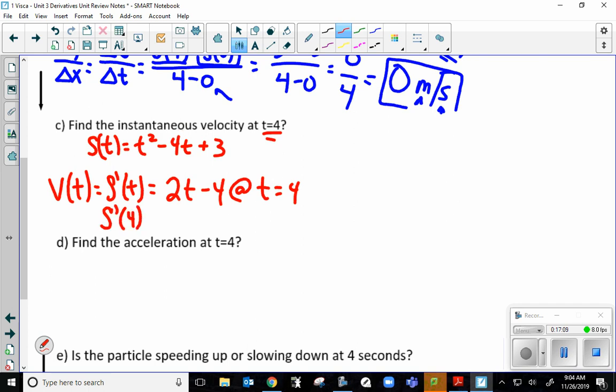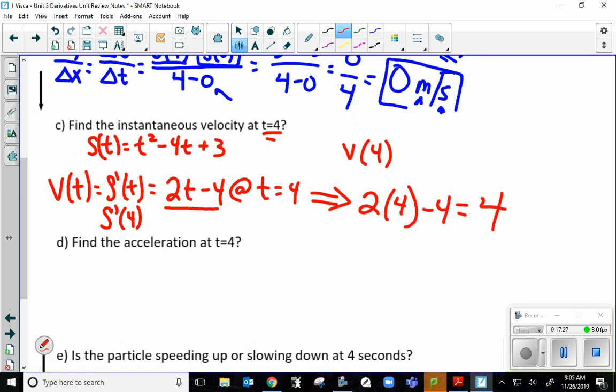That means take the derivative of s when t is 4. You can also say v of 4 because velocity is this equation. It does not matter as long as you plug a 4 into that t. So 2 times 4 minus 4 is 8 minus 4, which is 4. And again, it's meters per second.